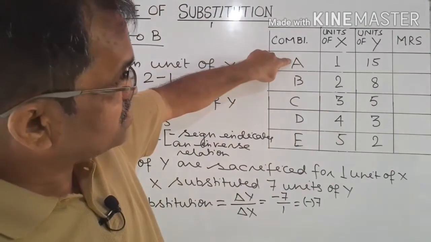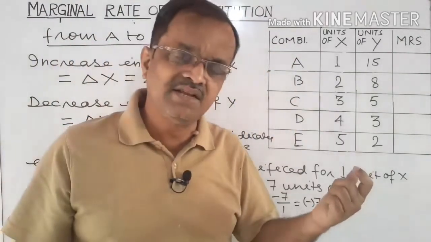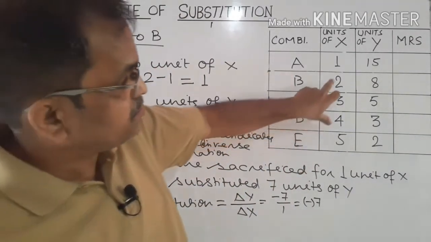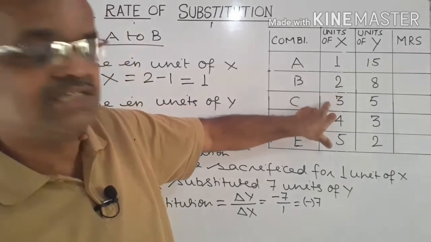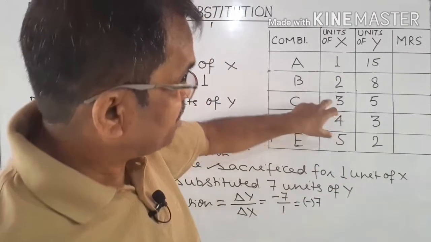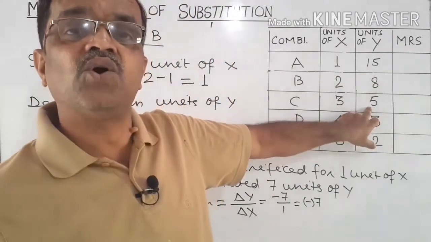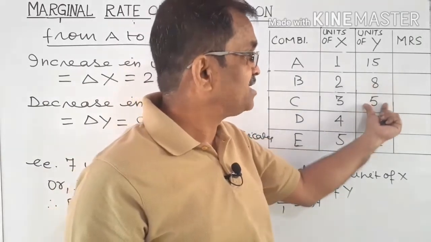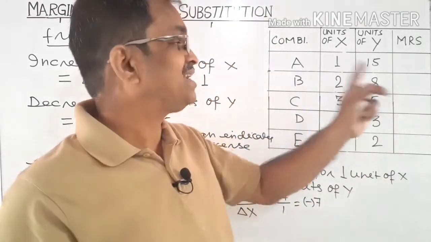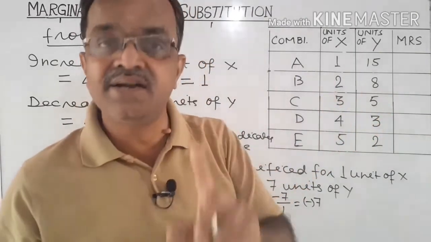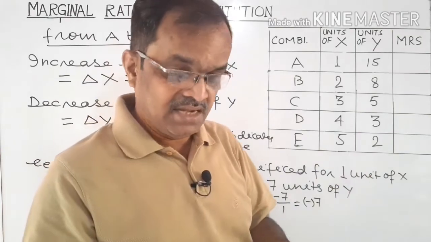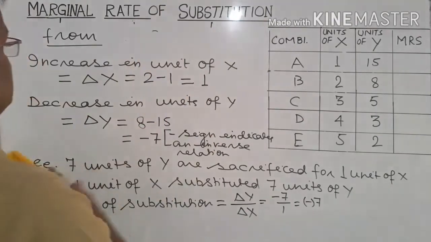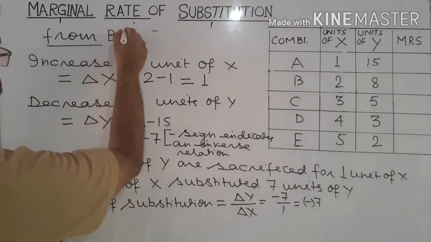Whenever the consumer shifts from A to B, the satisfaction level is the same. Again, when the consumer shifts from B to C, what is the observation here? The consumer has again consumed 1 unit more of X, but the units of Y consumed is only 5, means compared to this figure 8, it is observed that 3 units of Y are sacrificed for this one additional unit of commodity X. Now again we can write down that here, whenever the consumer shifts from B to C, then what is our observation?